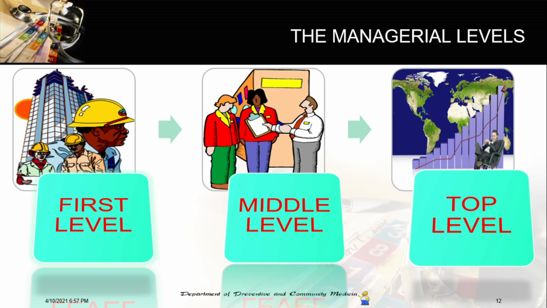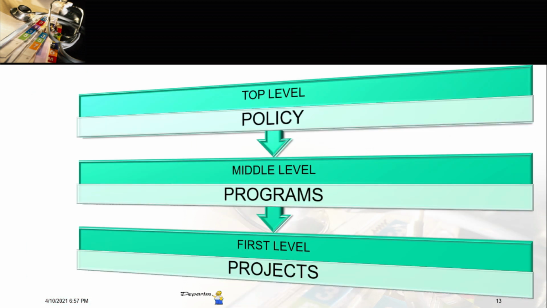The middle level is the immediate boss of the first level, can be section head or division head, and the top level is the president or chairman. The top level management is in charge of the policies, the middle level is in charge of programs, and the first level implements projects. You were taught the difference between programs and projects in a previous lecture.